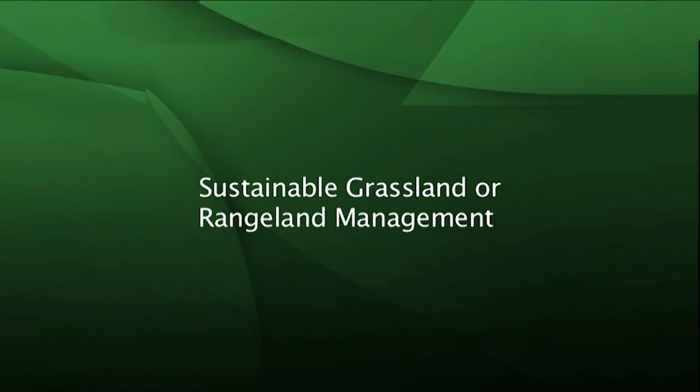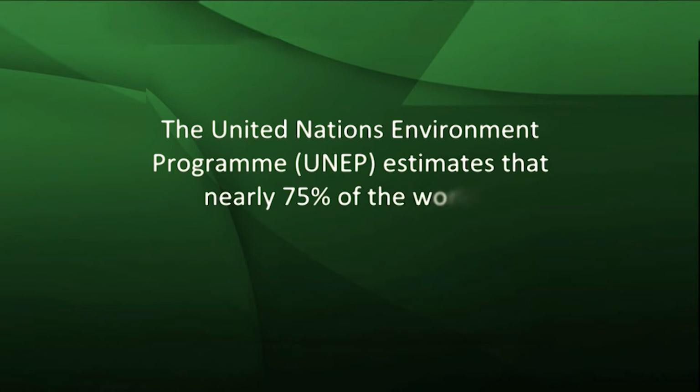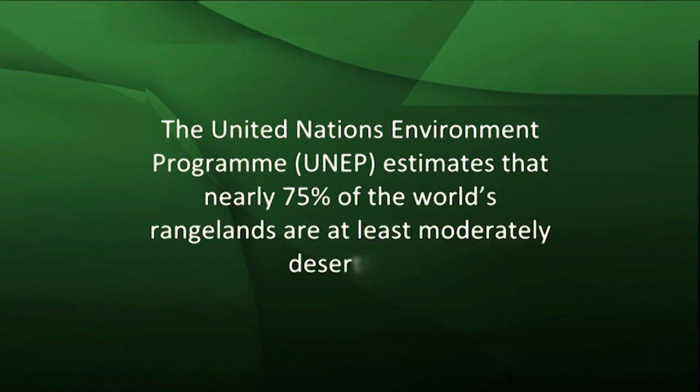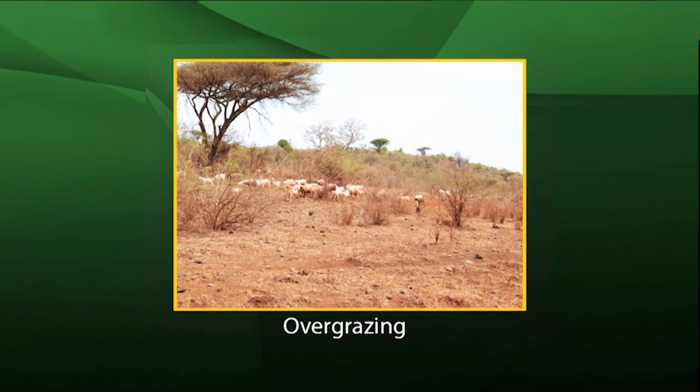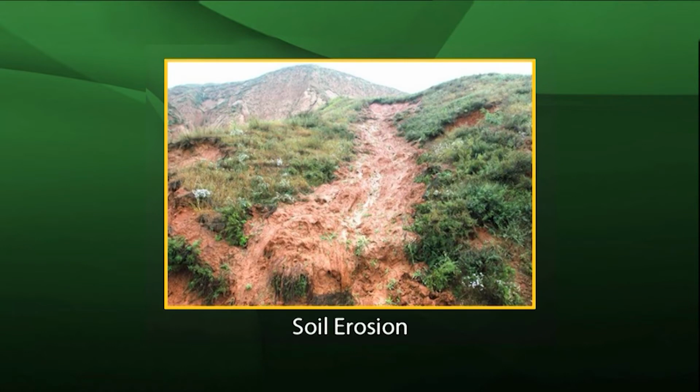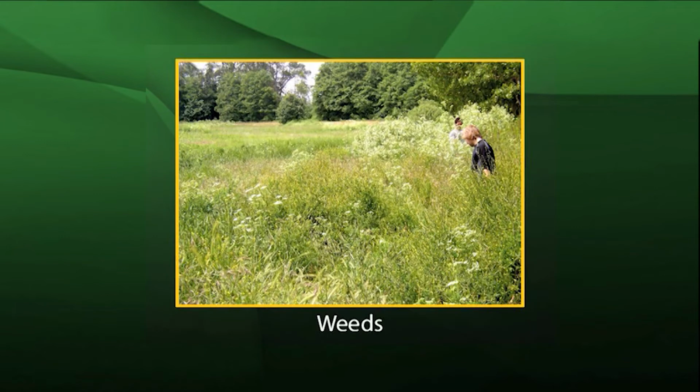Now, let's come to the final point of our topic, that is, sustainable grassland or rangeland management. Worldwide, the condition of grasslands and rangelands appears to be less than optimum. The United Nations Environment Programme, UNEP, estimates that nearly 75% of the world's rangelands are at least moderately desertified, with a reduction in carrying capacity of at least 25%. The major culprit in this deterioration is overgrazing. In addition to desertification, this all too common practice results in severe erosion, declines in groundwater, loss of wildlife, and invasions of weeds.